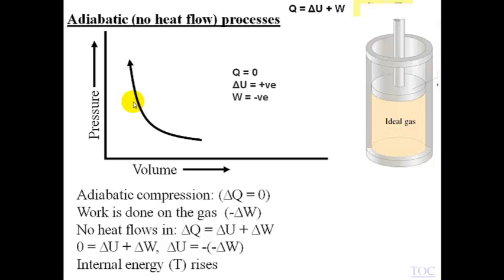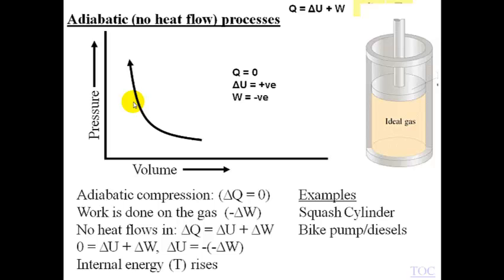An example of that is when you squash a volume of gas of some kind, like a bike pump. A diesel engine works on the idea that when you have the diesel in the cylinder, it's squashed so quickly that there will be a rapid change in temperature. The temperature will be so high that the diesel will ignite. There is no need for a spark plug to ignite the fuel.